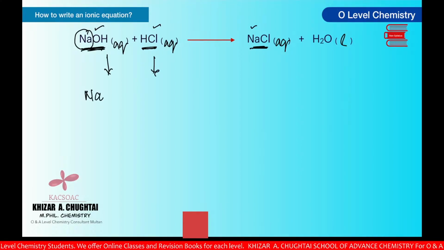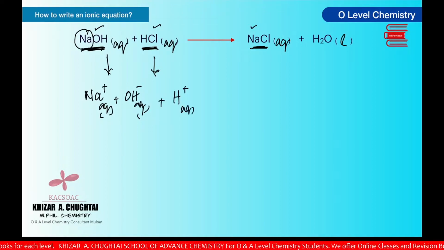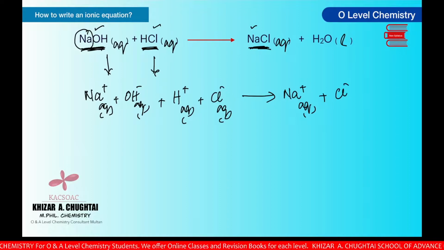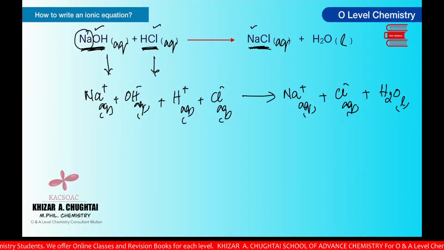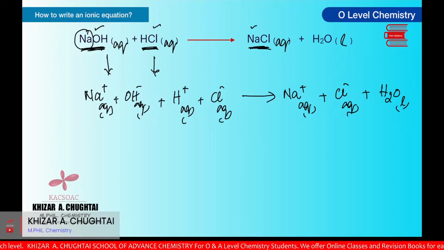NaOH can be written as Na+ aqueous plus OH- ion aqueous, plus HCl, which is H+ ion aqueous plus Cl- ion aqueous, and it goes to NaCl, in the form of sodium ion aqueous plus Cl- ion aqueous, plus H2O. H2O will remain unchanged. There is no ion in the case of H2O. So now let's see which ions do not participate in this chemical change. They are the same before and after the chemical reaction.